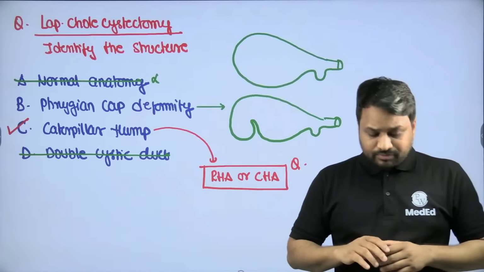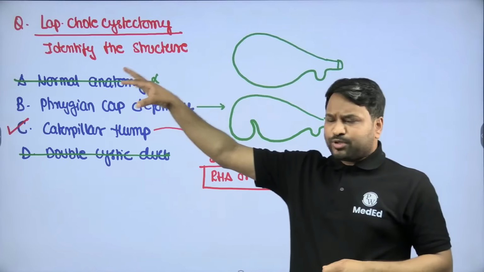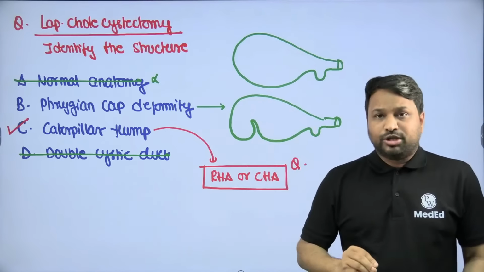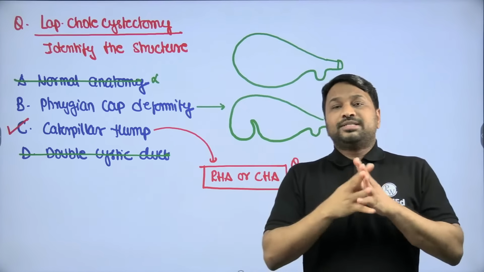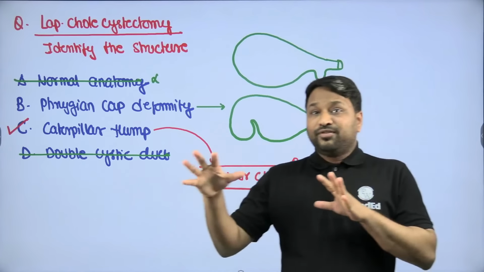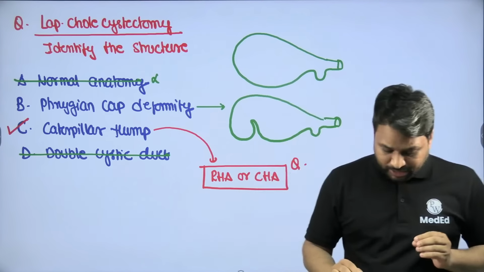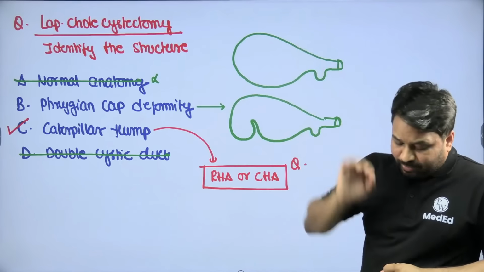Now, next question, I said a patient undergoing a laparoscopic cholecystectomy. There's a structure that is pointed out. Identify the structure. Please do not say ranula or plunging ranula. I've given you the difference. Keep that in mind. Very, very important. Now, a laparoscopic cholecystectomy, identify the structure.